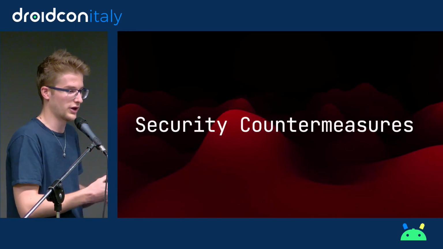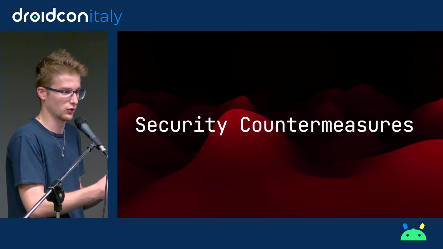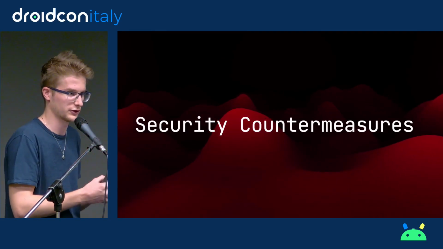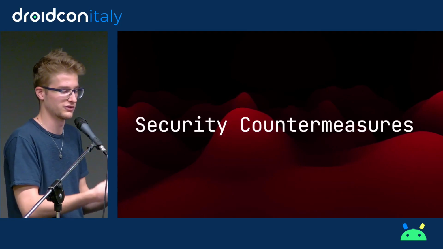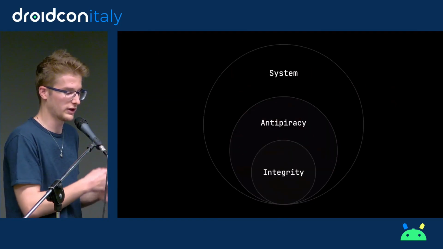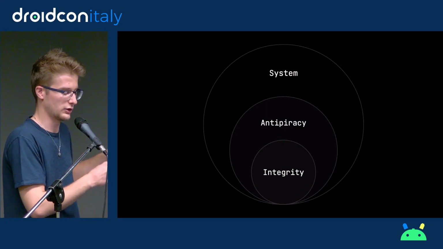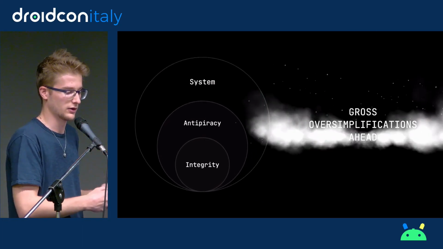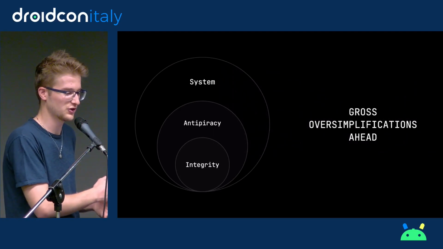Okay, now we have the security countermeasures. Those were the attack vectors. Now we can actually try to defend ourselves against security attacks, and we can use the same scheme. So we use the same hierarchy and the same gross oversimplifications.